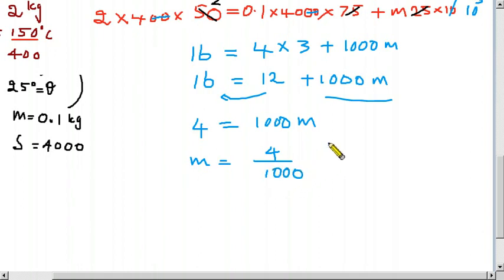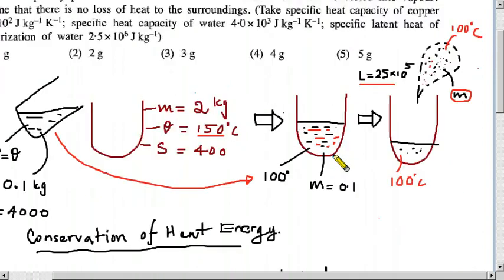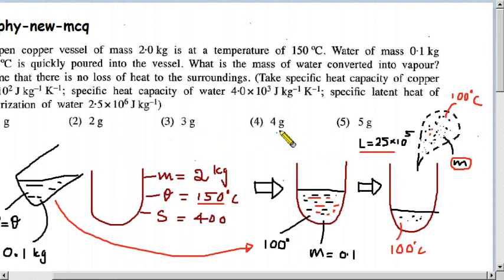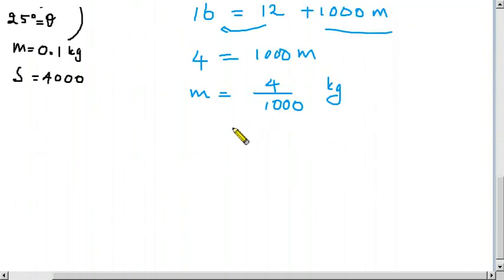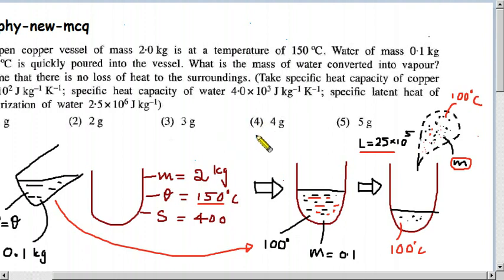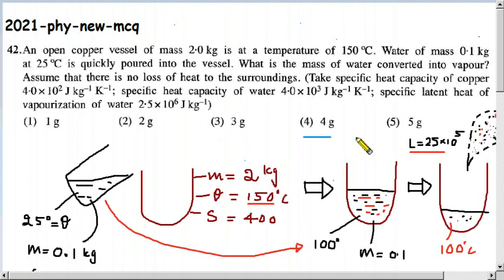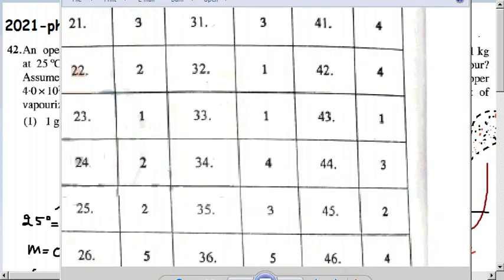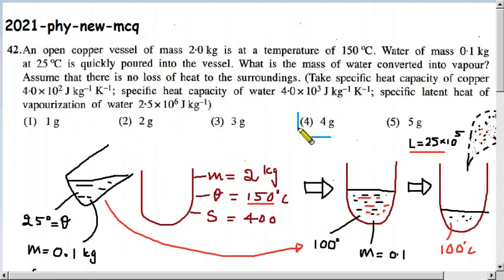What are the units? Kilogram. But in the answers there are grams, so therefore we have to multiply this by 1000, then the 1000 cancels at the denominator, so 4 grams. The final answer is 4 grams. So this one should be the answer. Let us check it. Question number 42, the fourth one. Right, we have successfully solved the problem.